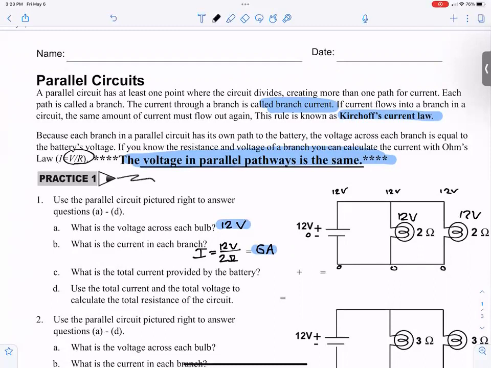What is the total current of the battery? Well, I total would be, you have 6 amps going this way, and you have 6 amps going this way. Well, 6 amps plus 6 amps right here must add up to 12 total amps.